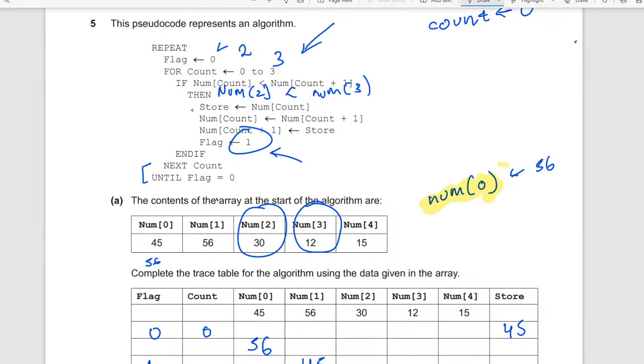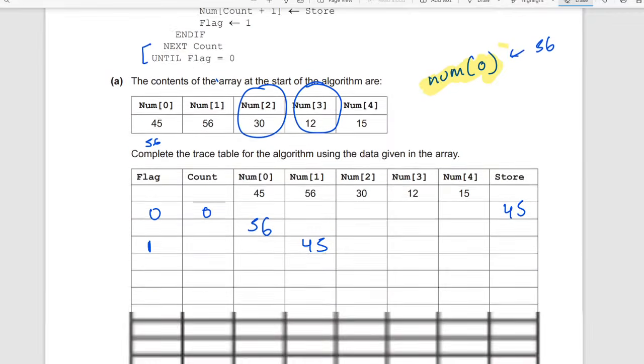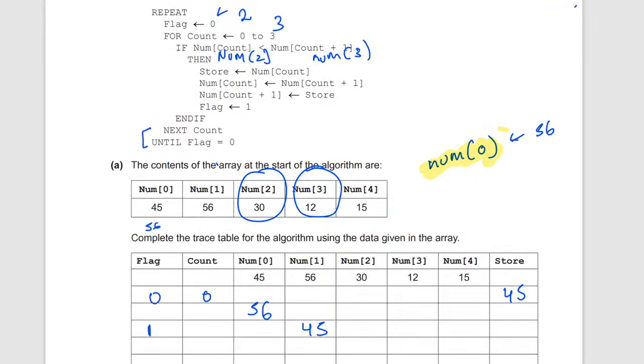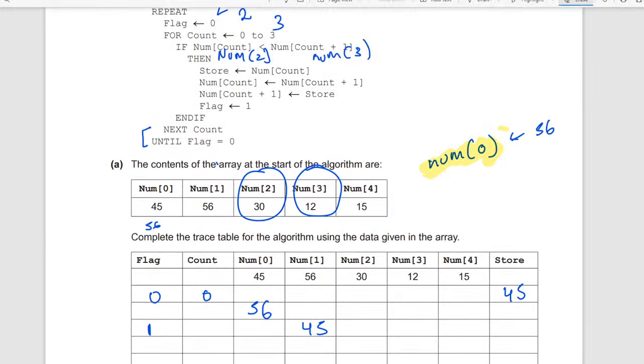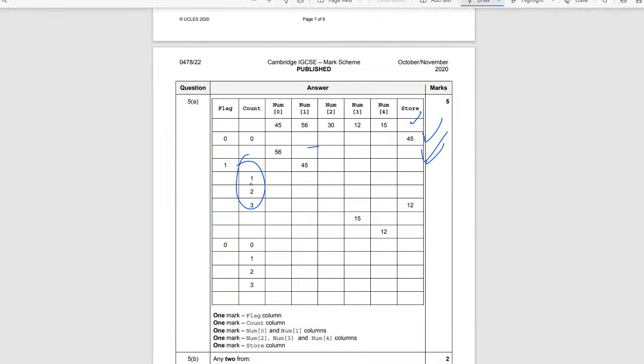Because you see, count is always incrementing again and again. So you see, there's some problem here. Either I think they made an error here, or what are we missing? Because you see, even then, if flag kept changing like this, where is this coming from? You get what I mean?